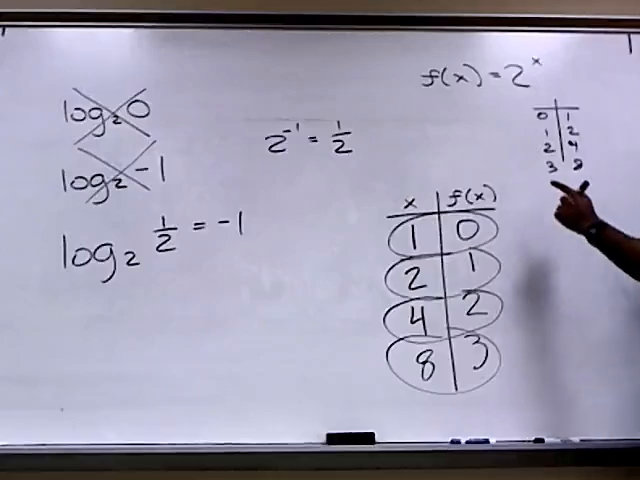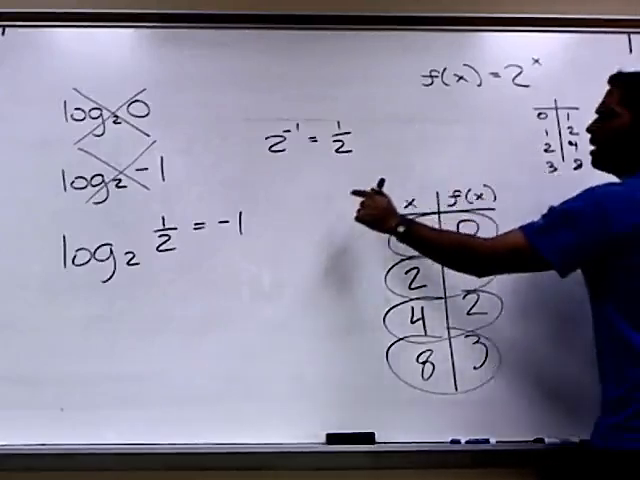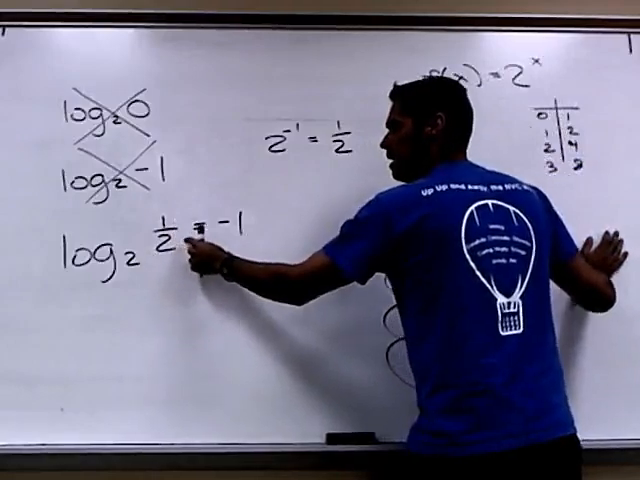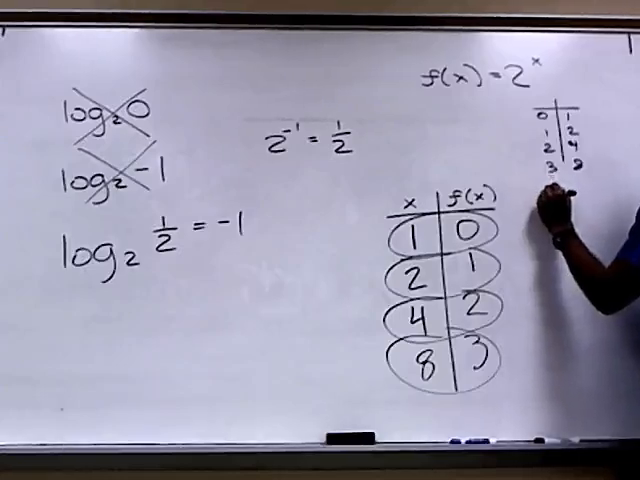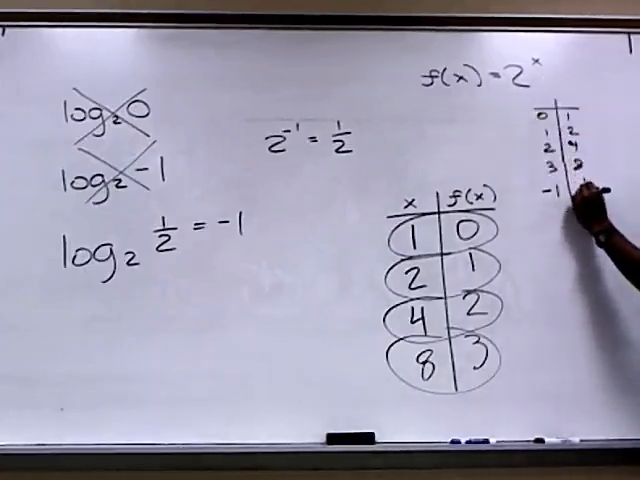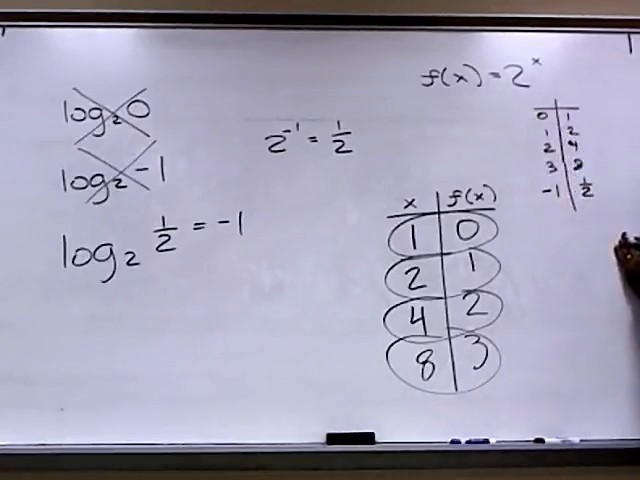In fact, if I were to do it this way, what did we plug in here? We plugged in 1/2, right? Here, and it spit out -1. What happens if we did it the other way here? -1 into the exponential, didn't it give us 1/2? What does this mean?